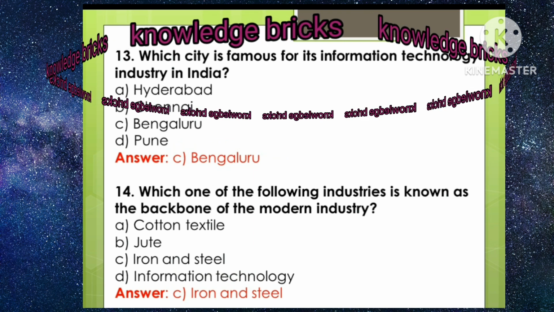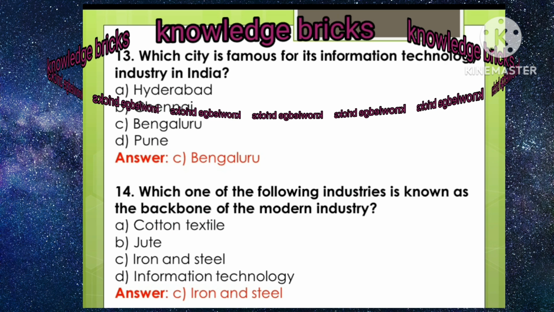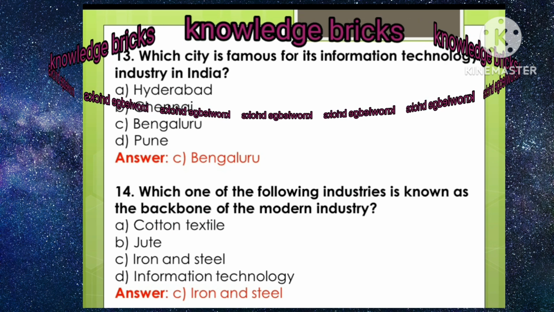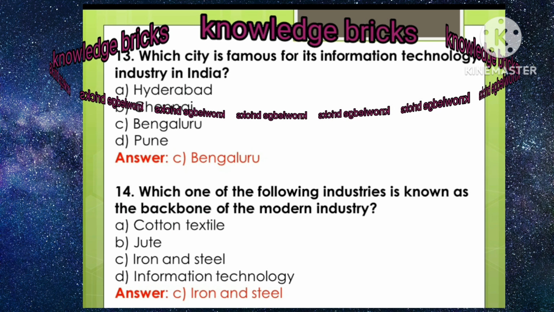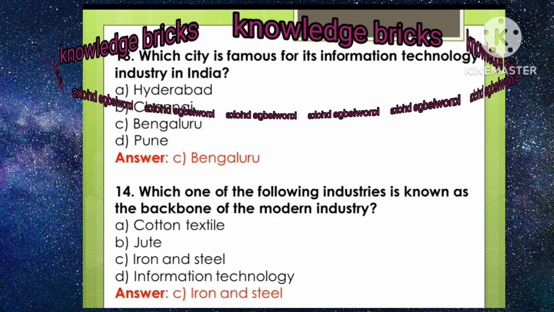13th question. Which city is known as the information technology hub in India? A. Hyderabad. B. Chennai. C. Bangalore. D. Pune. Answer C. Bangalore. 14th question. Which one of the following industries is known as the backbone of the modern industry? A. Cotton textile. B. Jute. C. Iron and steel. D. Information technology. Answer C. Iron and steel.